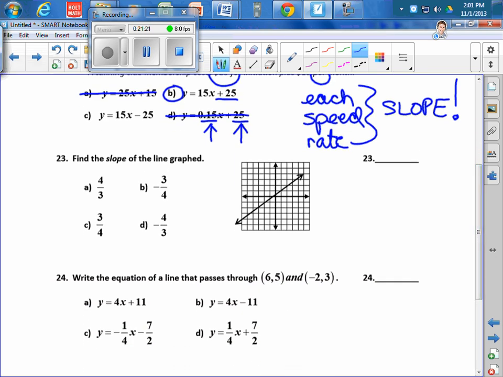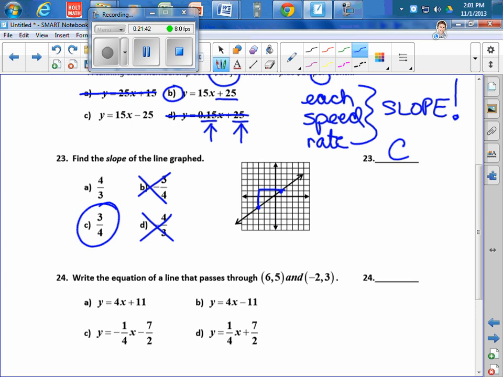Find the slope of the line graphed. Well, it's going uphill, which means it's positive, meaning B and D are out. Your only choices here are A and C. Find any 2 points on the graph, like here and here. That's a rise of 3, a run of 4, 3/4. C.